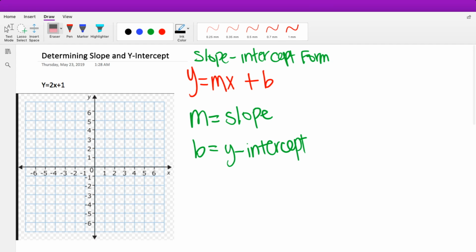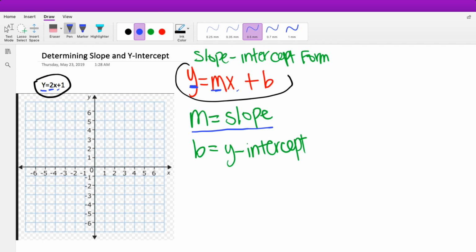Okay, so now we need to find this slope and this y-intercept. We should see if this equation is already in our slope-intercept form. And by the looks of it, it is. We have a y here, a 2 here, an m here, an x here, a 1 and a b, and you get the point.